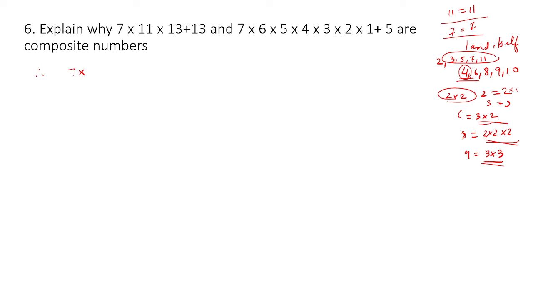7 into 11 into 13 plus 13. We'll explain why. If you pay attention to this, 13 is common to both. So if I take 13 out, I'll be left with 7 into 11. I've taken out 13 here, so I'm left with 7 into 11.